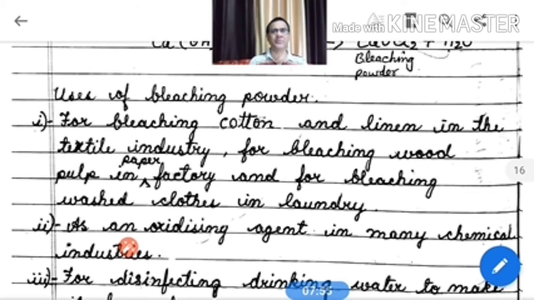So first part, for bleaching cotton and linen in the textile industry. Textile means जो कपड़े की फैक्ट्री होती है, that is the textile industries. For bleaching wood pulp in paper factory, जो wood का जो गूदा होता है, that is called wood pulp, in the paper factory, and for bleaching washed cloth in the laundry.